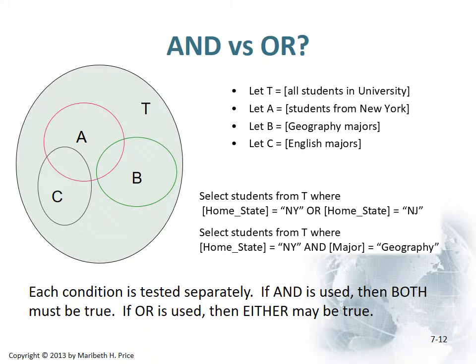So in this case, we're looking at home state and geography. Both must be true in order for a student to be selected. If it's home state New York or New Jersey, either of those can be true for a student, and we're going to get a response selected out of the table.